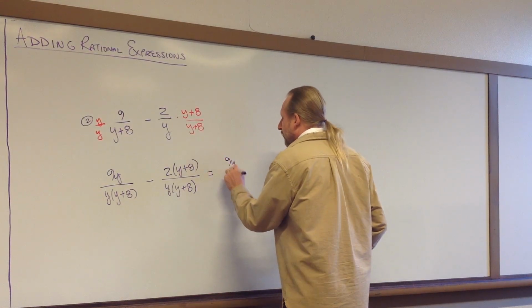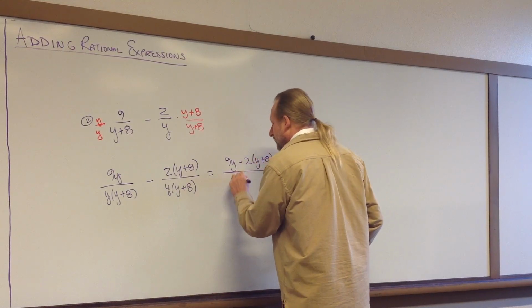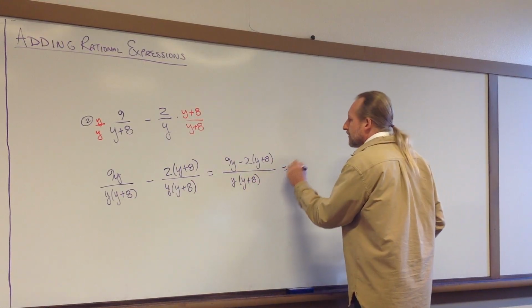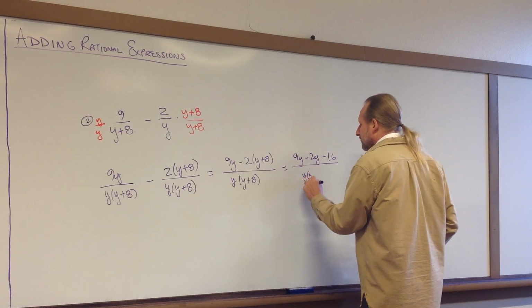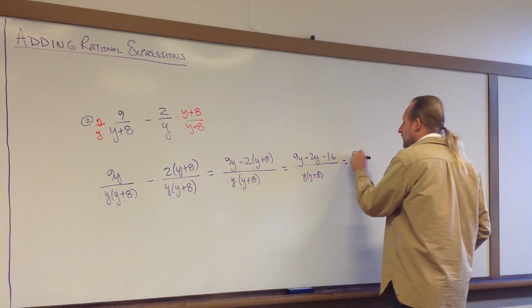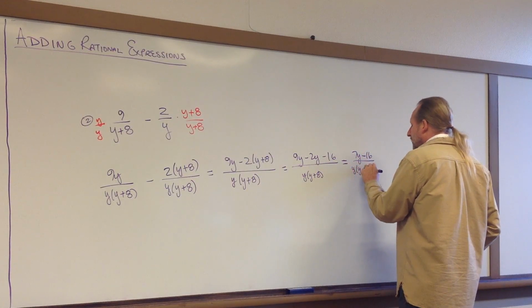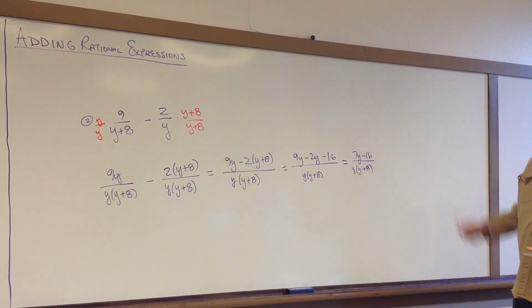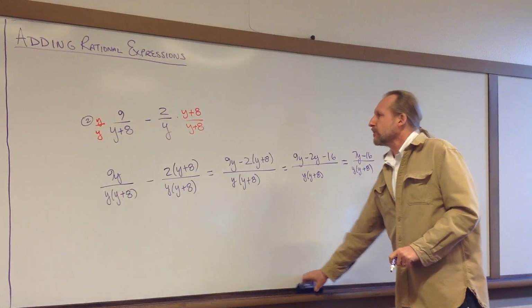So now we'll just put all of our numerators together here, and we've just got that single denominator, y times y plus 8. Now we need to simplify the numerator: 9y minus 2y minus 16. And so in the end, we get 7y minus 16 on top, and y times y plus 8 on the bottom. If you want to call this y squared plus 8y in the denominator, that's fine. That's the same thing. Nothing wrong with that. Okay? All right, so there's the process for number 2. Let's look at some more examples here.